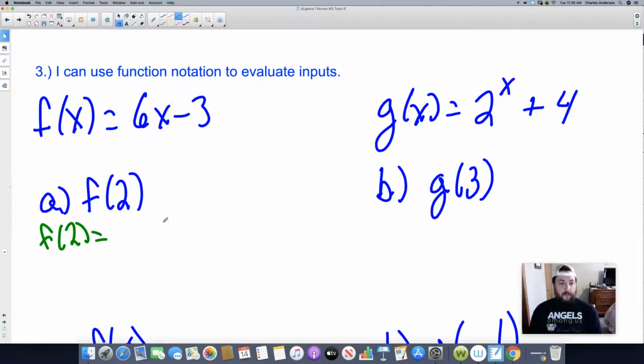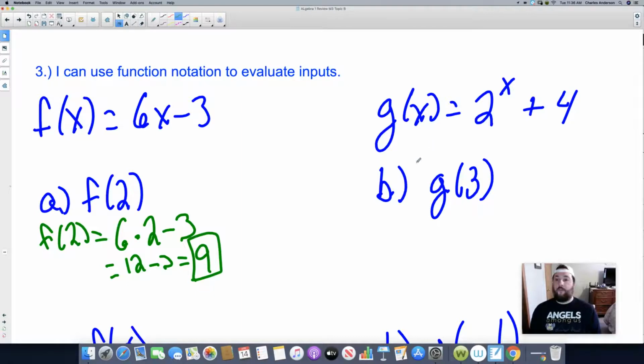I'm going to replace the x with 2. All right, and I'm just going to evaluate it. It's order of operations. So 6 times 2 is 12, minus 3 is 9. So there's f of 2.